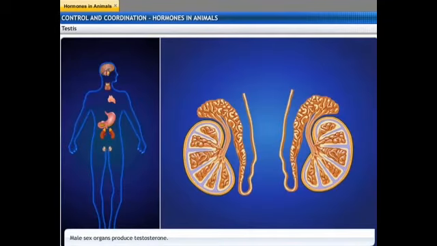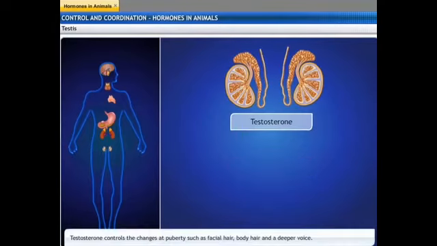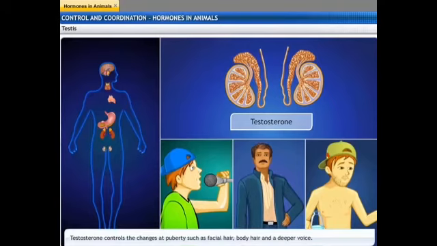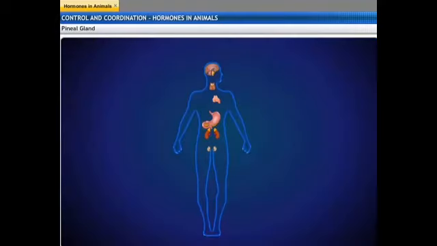Next one is the testes in case of the males. It produces the hormone known as testosterone, that is responsible for the secondary sexual characteristics in case of the males. It controls the change at the time of puberty, such as the facial hair, the body hair, and the broader voice, that is the deeper voice. No doubt other functions are also there.